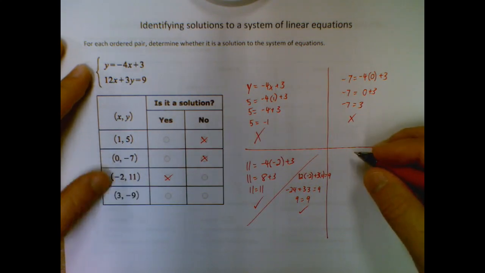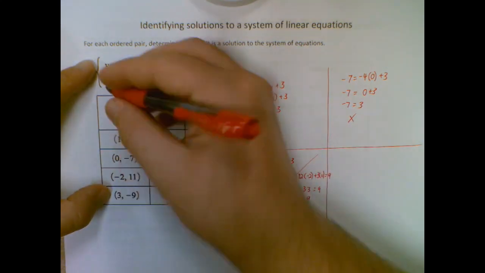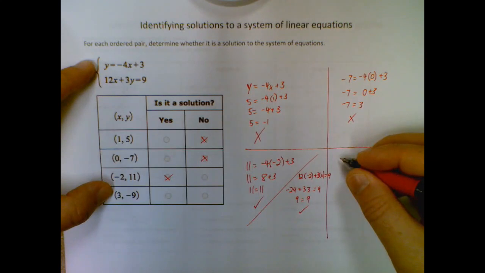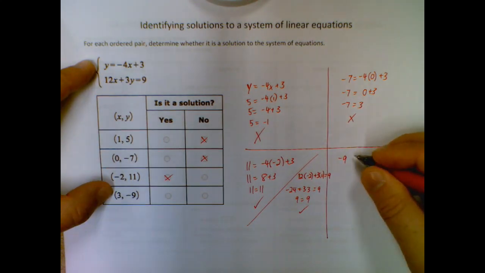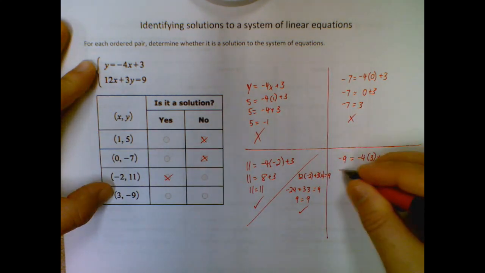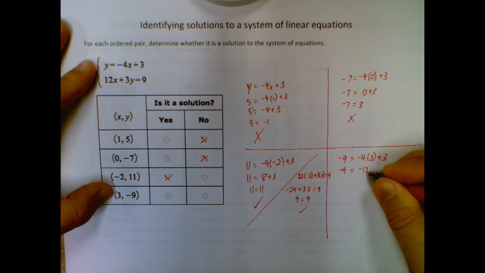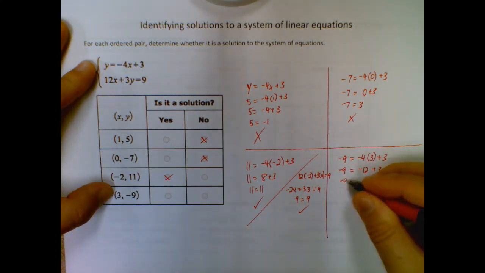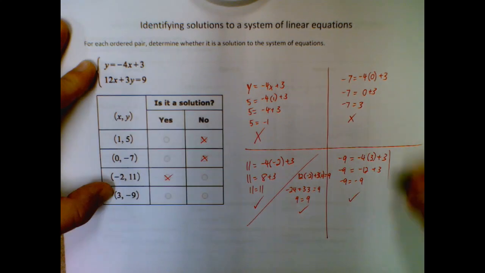So here, negative 9 equals negative 4 times 3 plus 3. Negative 9 equals negative 12 plus 3. Negative 9 equals negative 9, so that does seem to work.